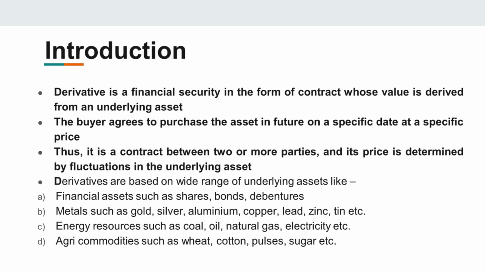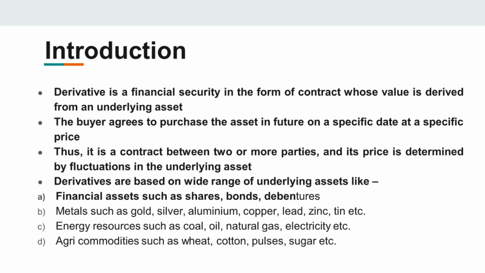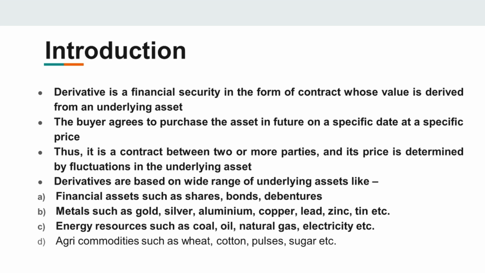So these derivatives are based on a wide range of underlying assets. It could be any financial asset such as shares, bonds, debentures. It could be metals such as gold, silver, aluminium, copper, lead, zinc, tin, etc. It could be energy resources such as coal, oil, natural gas, electricity, and it could even be agri commodities such as wheat, cotton, pulses, sugar, etc. So these derivatives extract their value out of the underlying assets, and these assets could be any kind of financial assets, commodities, metals, or energy resources.